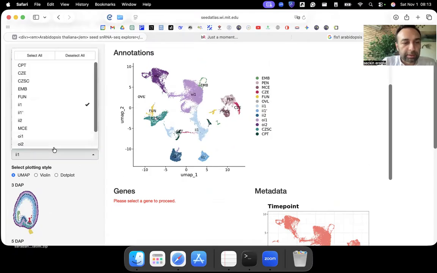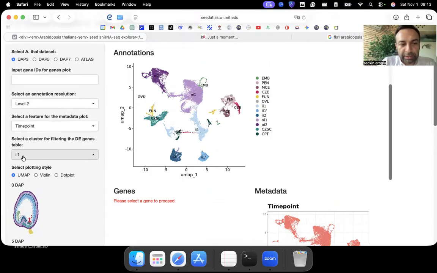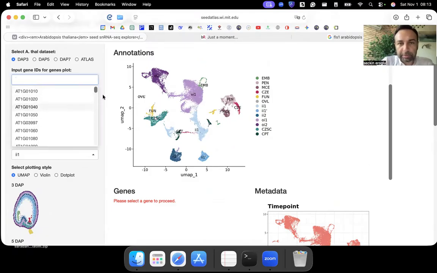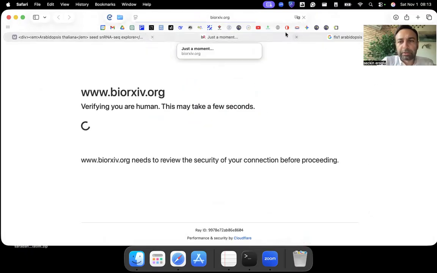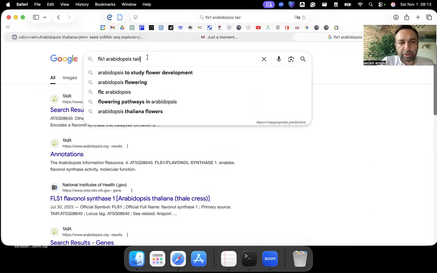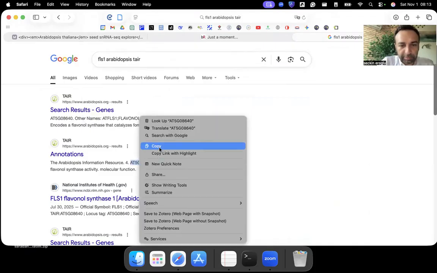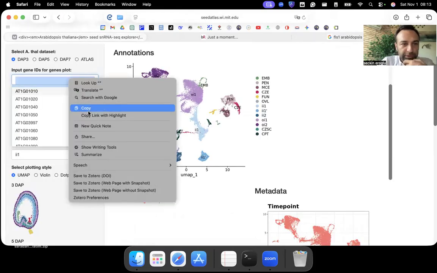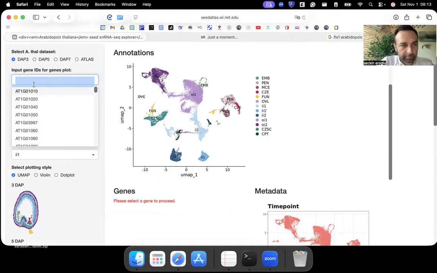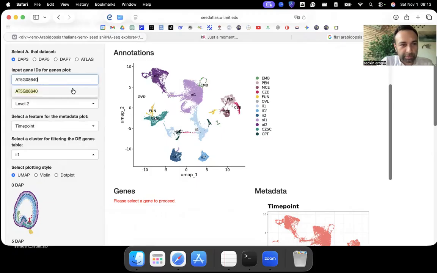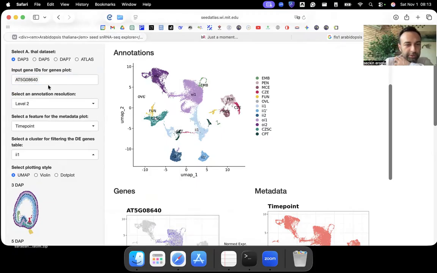Sorry, now I notice how it works. So for example, this is now EE1. Now if I put my gene of interest, let's say I want to examine FLS1. I know this gene already. So I write here FLS1 Arabidopsis TAIR to obtain the gene number. And here it's a flavonol synthase gene. I take this number, put it here. They don't have copy paste, maybe they have. Okay, I chose here. You can choose more than one gene.